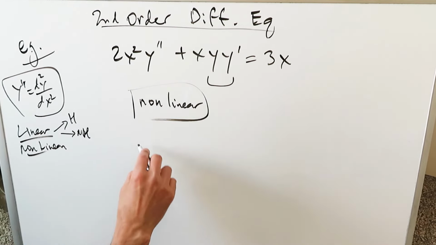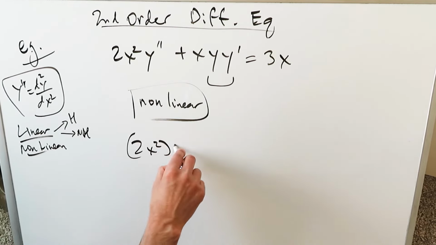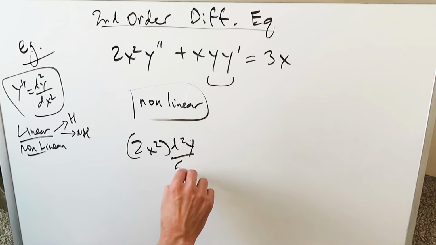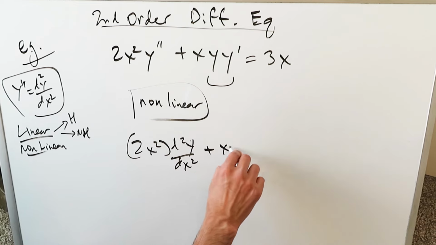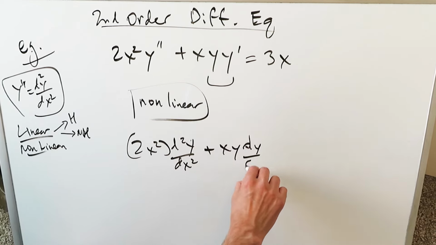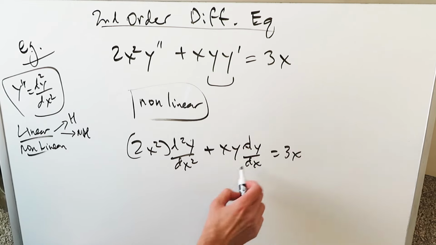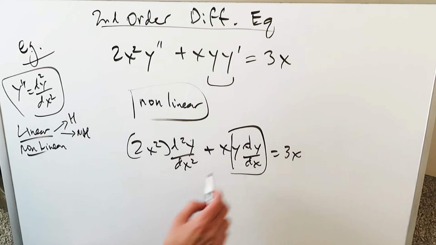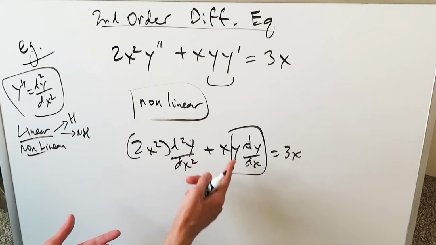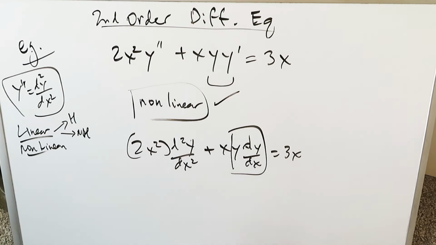You could look at that same equation in the following way: 2x squared, and then you're looking at d squared y divided by dx squared, plus xy, and then you have dy over dx, is equal to 3x. You see this right here? This fact right here is what makes it non-linear. You have a variable and a derivative with respect to y in a product relationship with each other, and therefore it's no longer linear, it's non-linear, and this right here would be your answer.